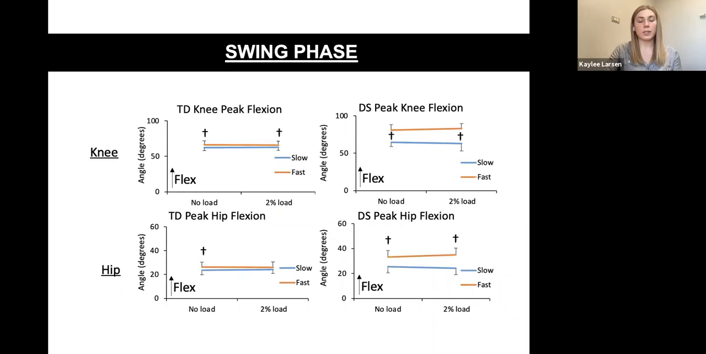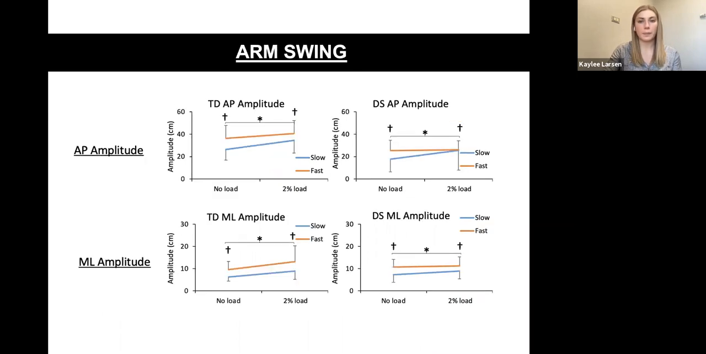During the swing phase, children with Down syndrome increased peak knee and hip flexion when walking faster than preferred. The typically developing children showed these same adjustments. Therefore, challenging children with Down syndrome to walk faster might encourage increased hip flexion during swing.